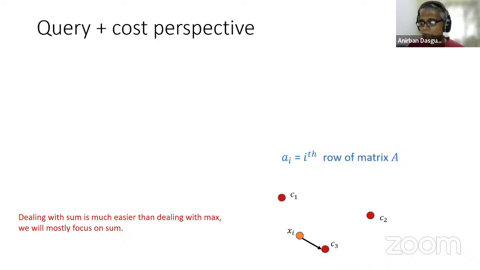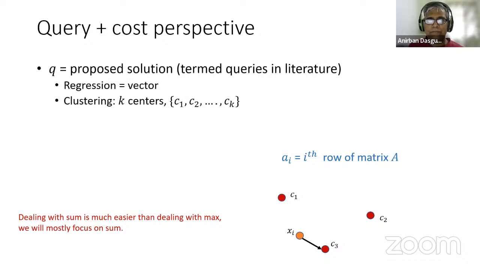So how do I formalize this? How do I find these rows? In order to do this, we need to formalize all of these problems. And here the formalization that was developed by Langberg and Schulman is called the query and cost perspective. This is a general way of looking at a bunch of optimization problems. A whole range of optimization problems fits into this perspective. Here is what I mean.